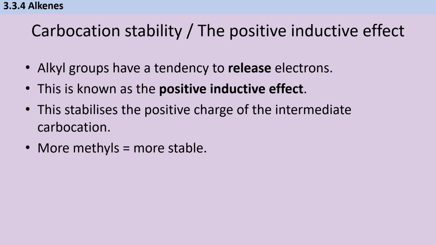And the reason for this is something called the positive inductive effect, which is all to do with carbocation stability. So alkyl groups, so that's methyl groups, ethyl groups, propyl groups, have a tendency to release electrons. And this is known as the positive inductive effect. Now, when they do this, this is going to stabilise the positive charge of a carbocation. So because they've got those additional electrons, it's almost like it's not quite as positive as it should be. I don't know, that's bad chemistry, but it's how I think about it. So basically the rule of thumb is that the more methyl groups or ethyl groups attached to a carbon, the more stable a carbocation will be.